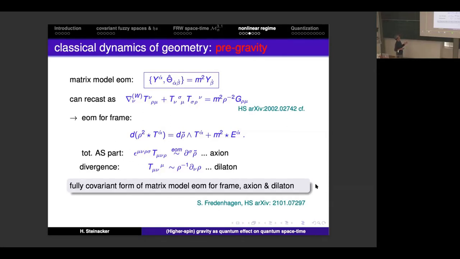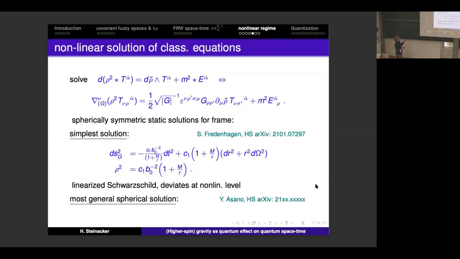In principle, let me write down these equations fully in index language. It's not too bad, but okay. And it means you can now start to find exact solutions, and we have some exact solutions. This is the first solution we found with Stefan recently. It doesn't quite look like Schwarzschild. It's Ricci flat. So at long distances it looks like Schwarzschild, but at short distances it's different. There's no horizon. Okay. Now, more recently, we found the most general spherically symmetric solution of this model. It's quite complicated. It has lots of axion stuff and so on and so forth, but okay.